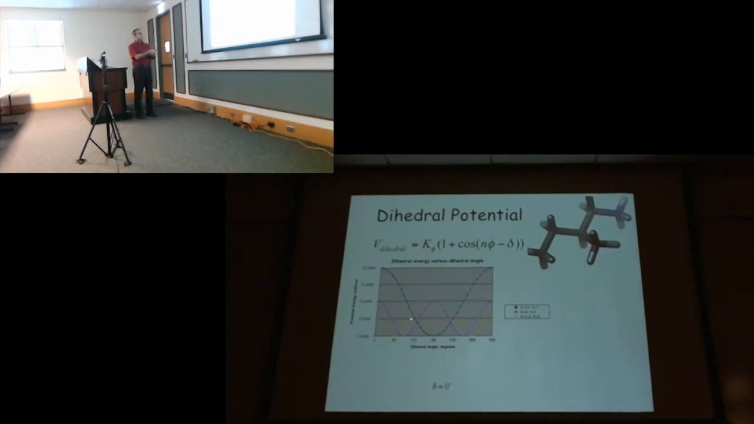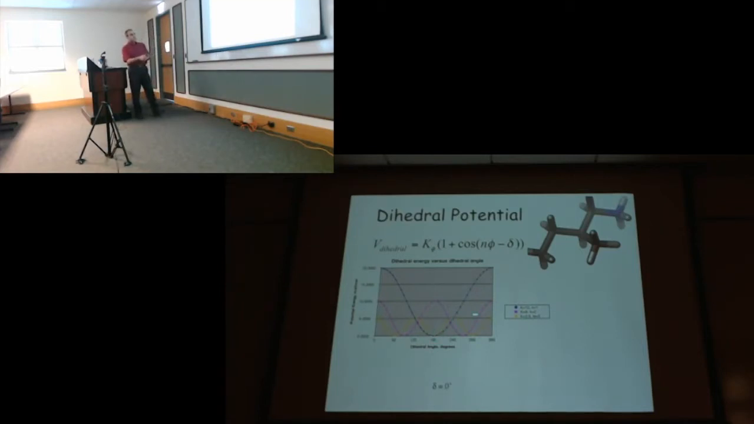The first example has a periodicity of 1, so it just goes 1 maximum, 1 minimum over 2 pi. But a high force constant, that's a difficult bond to rotate. We can actually use that to fix it at a possible angle.